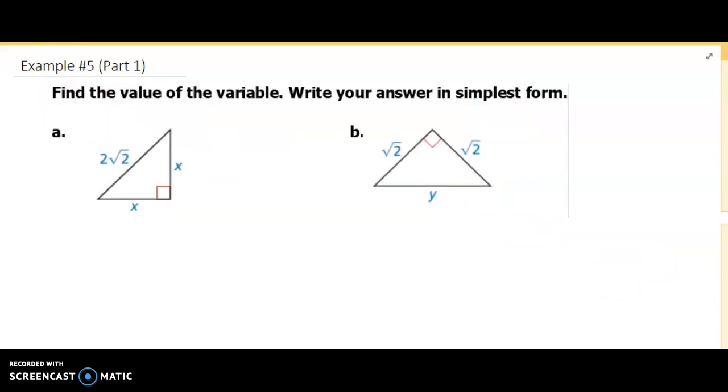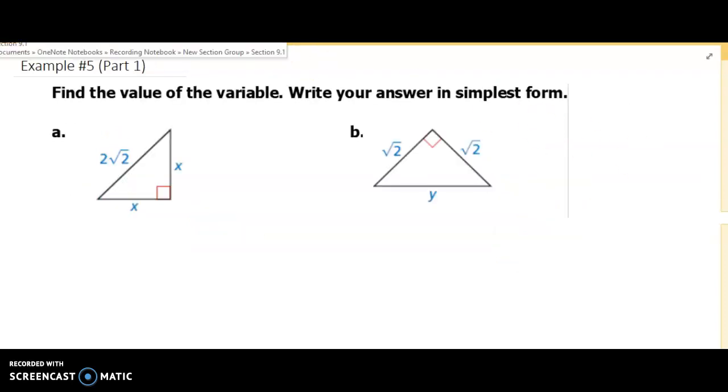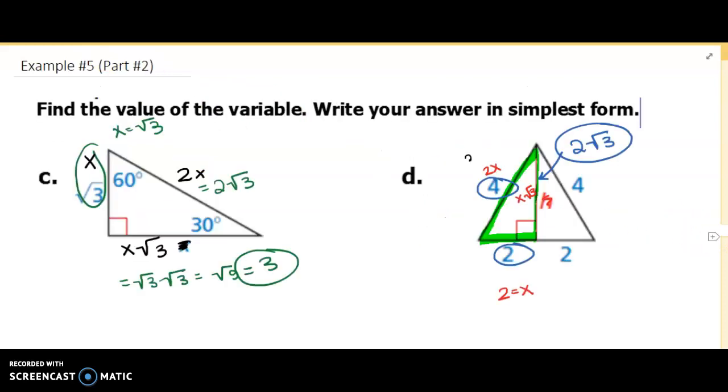All right, the next 4, the A, B, C, D, these are all review. So I want you to go through and do each of them on your own. There's 2 45-45-90s and 2 30-60-90s, and then we'll go over the answers. Here are your answers on A and B. Now these should have been fairly simple. And here are your answers on C and D. And once again, these shouldn't have given you too many problems.